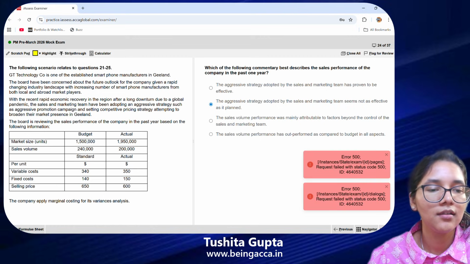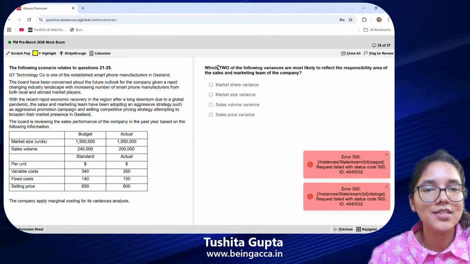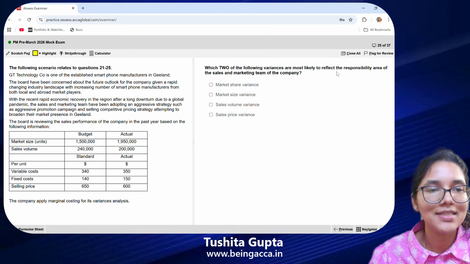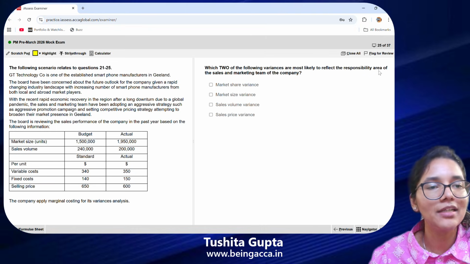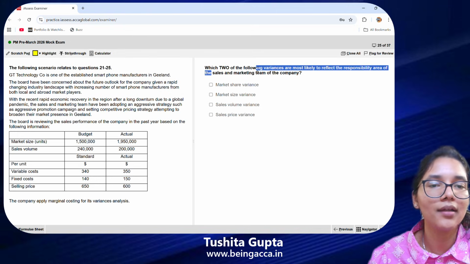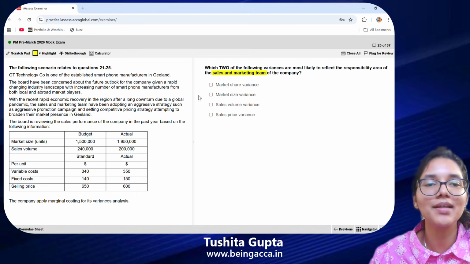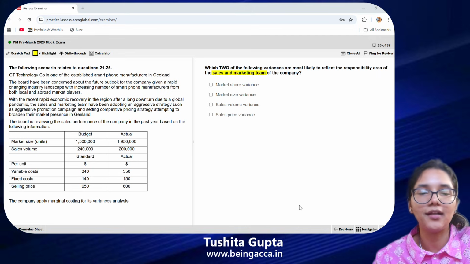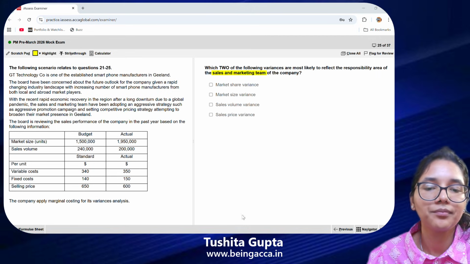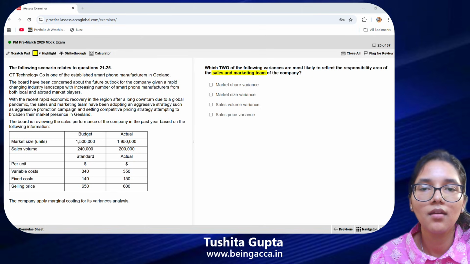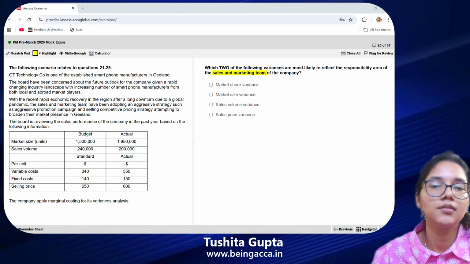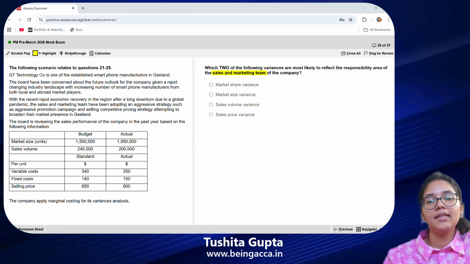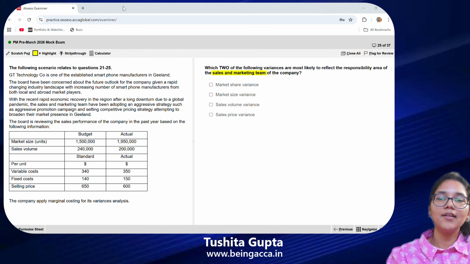Okay, great. So here we have the last question. Which two of the following variances are most likely to reflect the responsibility area of the sales and marketing team of the company? So which are basically the factors which will be under the control of the company? That is what you people have to find out. Think and let me know. Two of them we have to select here.